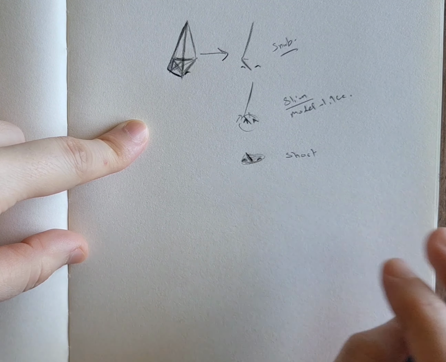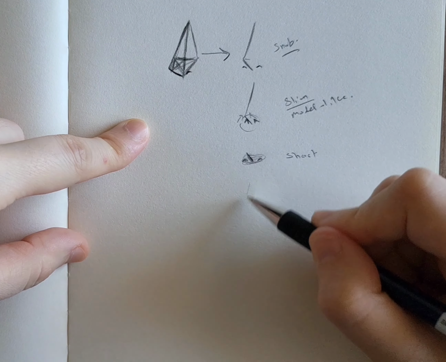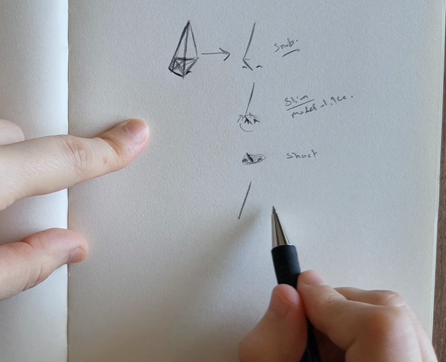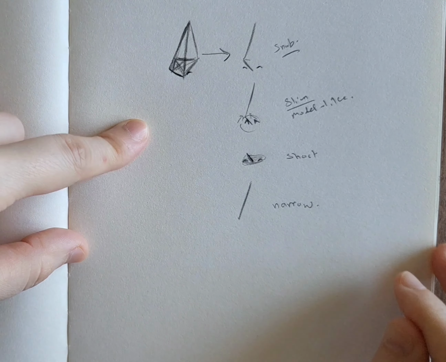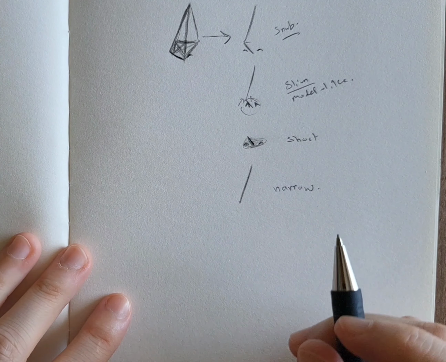And also if we include only the bridge without the tip of the nose, this gives a more narrow nose. So which parts you want to include determines this kind of impression of the nose, right?